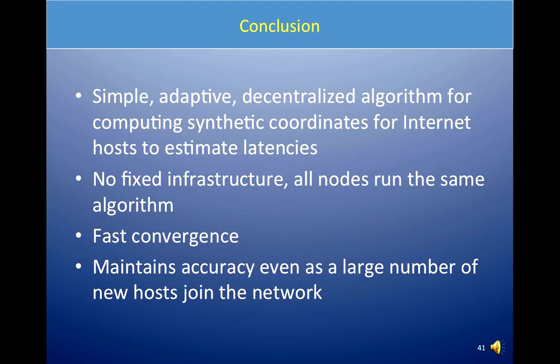And we don't need any infrastructure. GNP requires infrastructure, but here we don't need any. All the nodes come into the picture and they move. Once a node comes into the picture, it calculates its distances based on the previous nodes, and then it moves accordingly and gets its position. And it's a fast convergence. We have seen that with the adaptive algorithm, it really converges fast. And we have seen that even when new nodes join, it converges very fast.